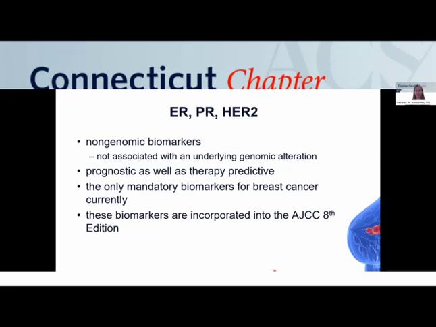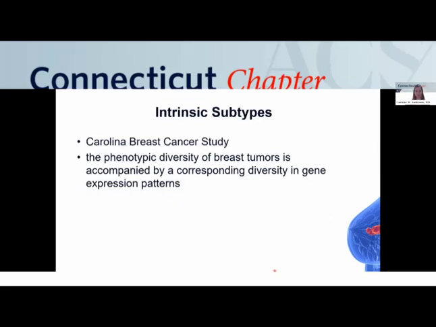ER, PR, and HER2, the 3 required receptors that must be tested for in every breast cancer in the US. These are non-genomic biomarkers. They're not associated with any underlying genomic alteration. They are prognostic as well as therapy predictive. They are, again, the only mandatory biomarkers for breast cancer, and they are incorporated into our current staging.